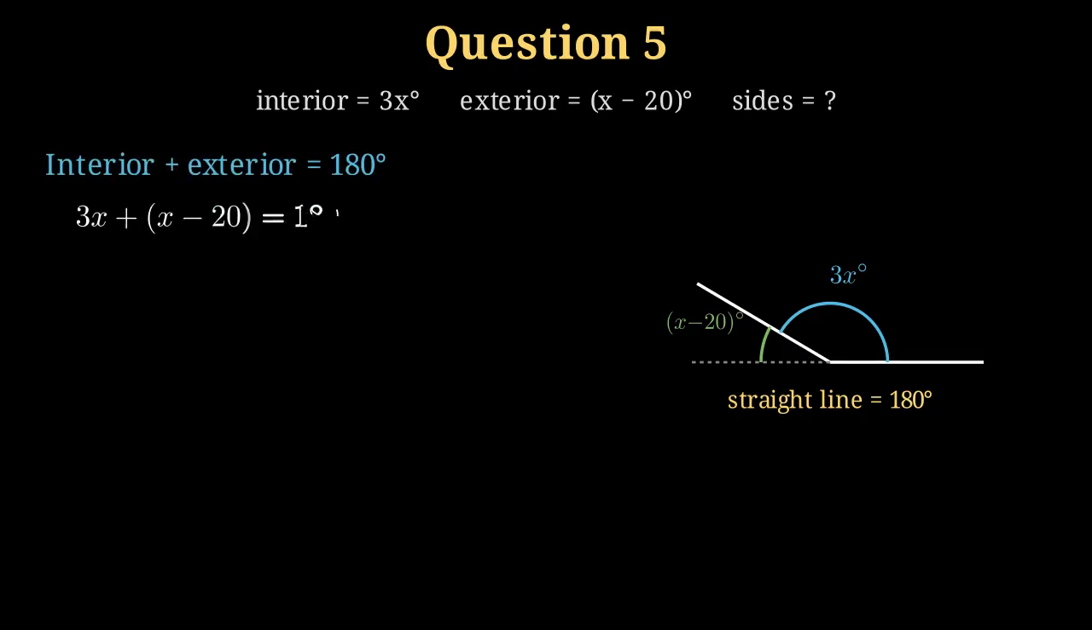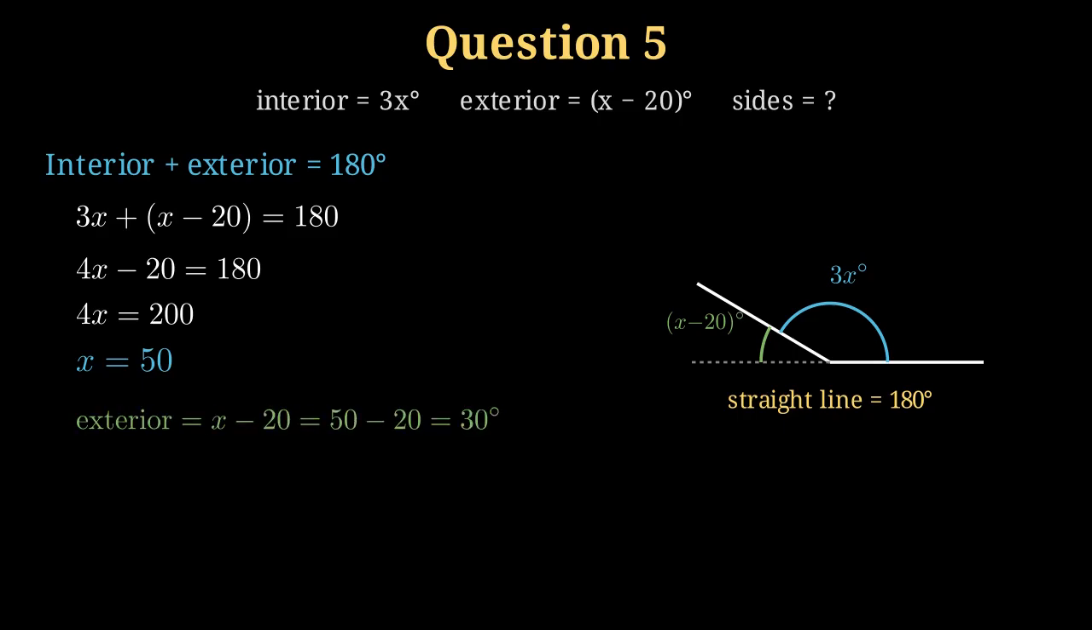So the interior plus the exterior equals 180. That gives 3x plus x minus 20 equals 180. Combining the x's, 4x minus 20 is 180. Add 20 to both sides, 4x is 200. Divide by 4, and x is 50.